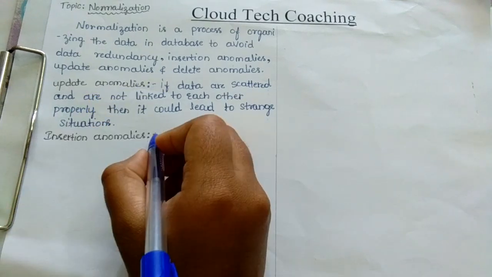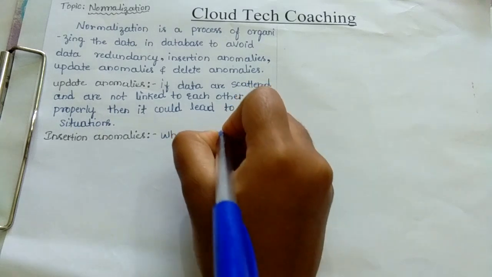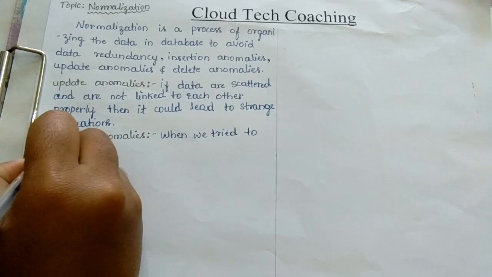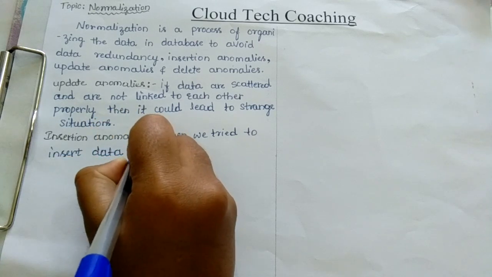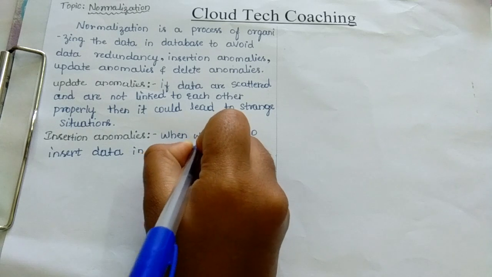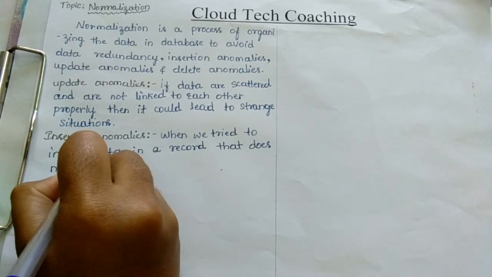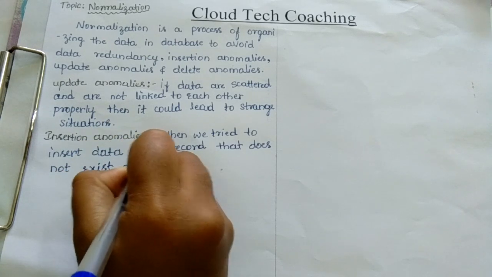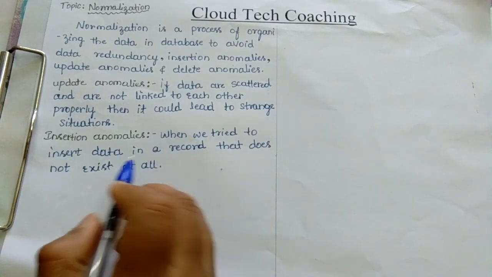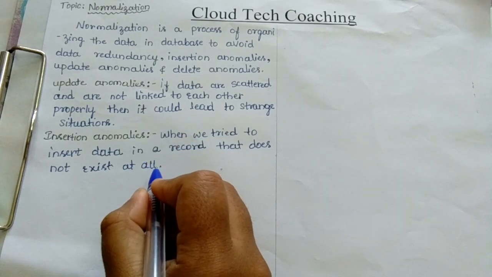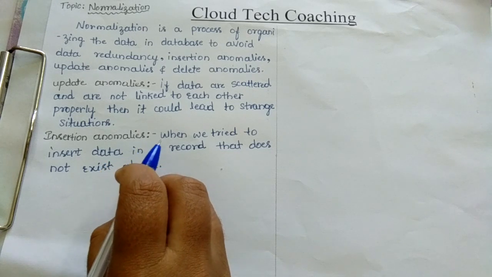Next we will discuss insertion anomalies. When we try to insert data in a record that does not exist at all. If there is no database by that name, how can you insert any data into a record which doesn't exist at all? So this is about insertion anomalies.